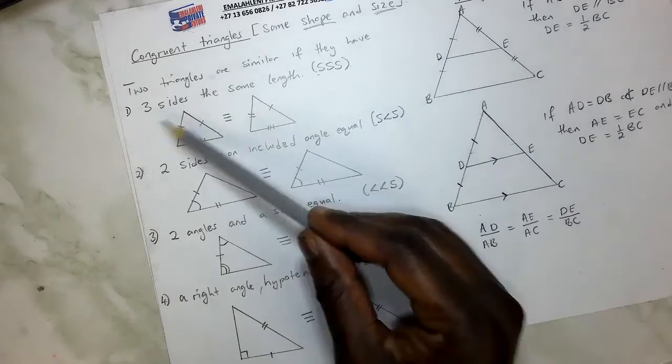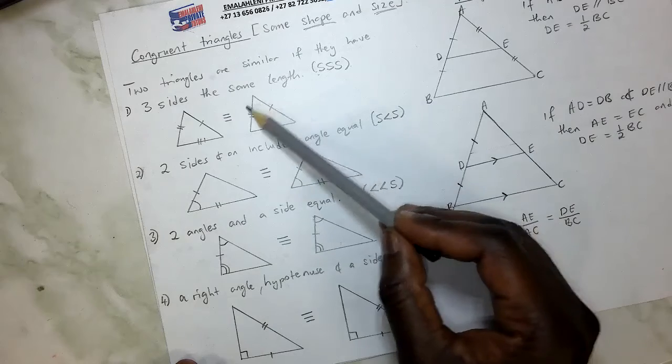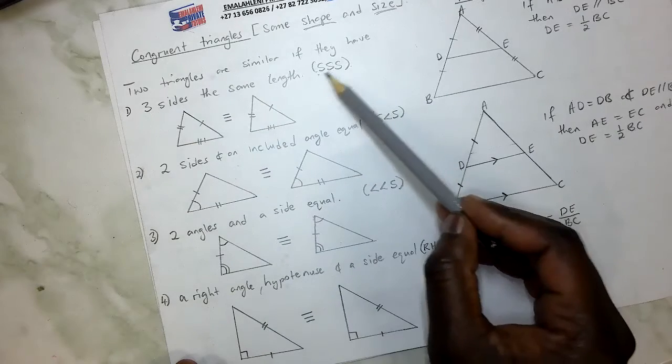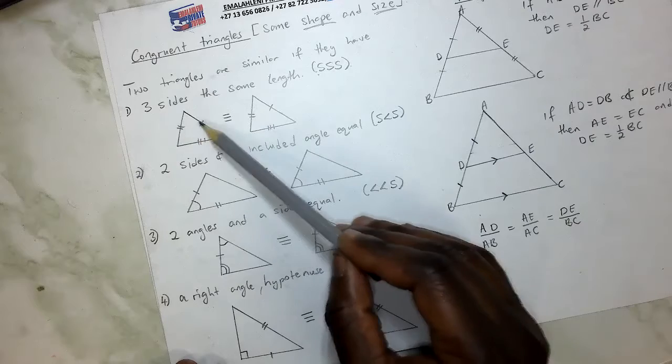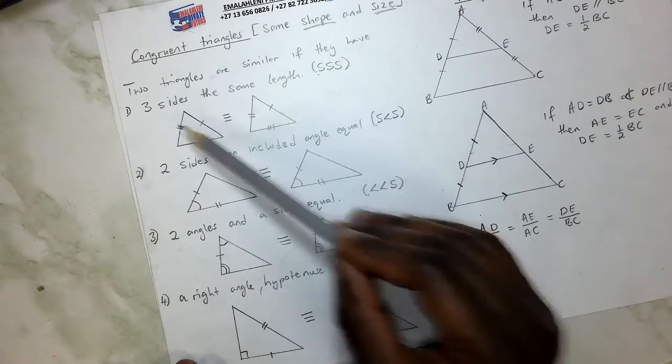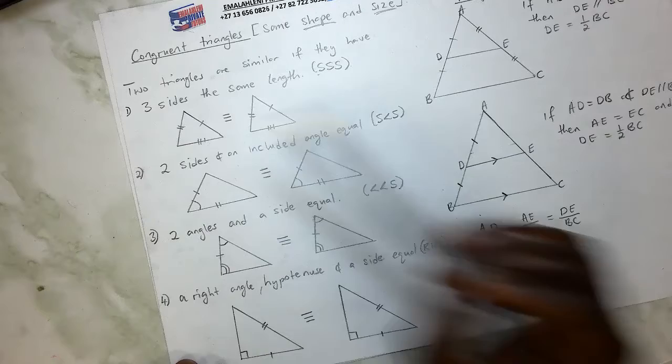The first one, we need to know that three sides should be of the same length. So it could be side, side, side. So each side here, we are saying this side should be equal to this side, and this side should be equal to this side. Then we can say they are of the same size and shape.